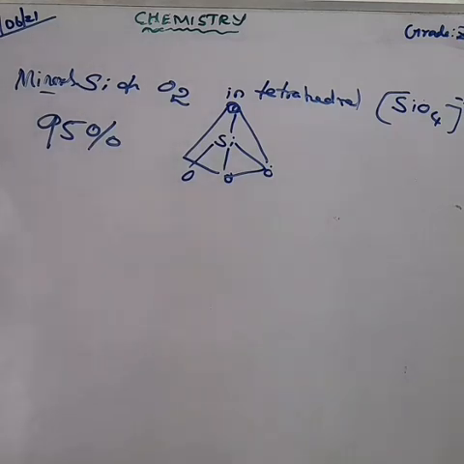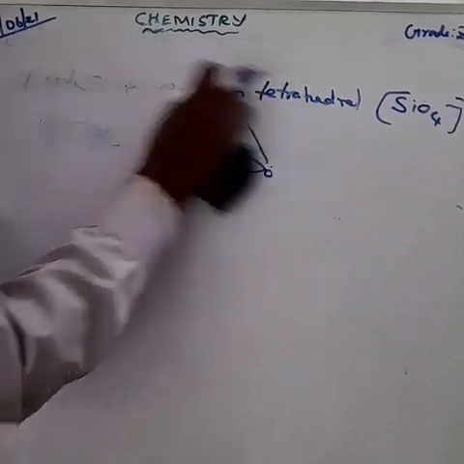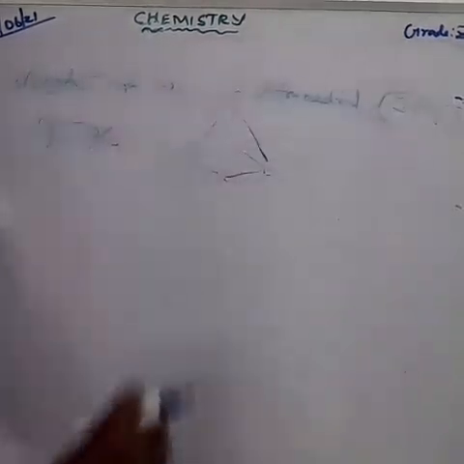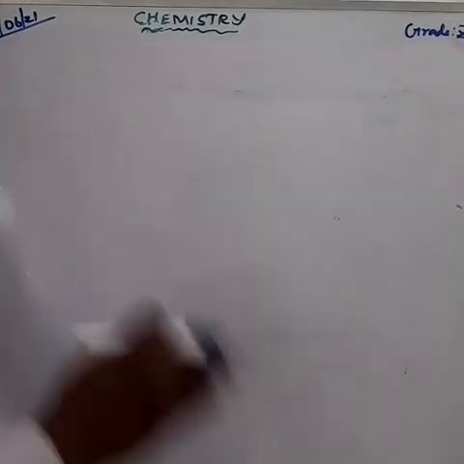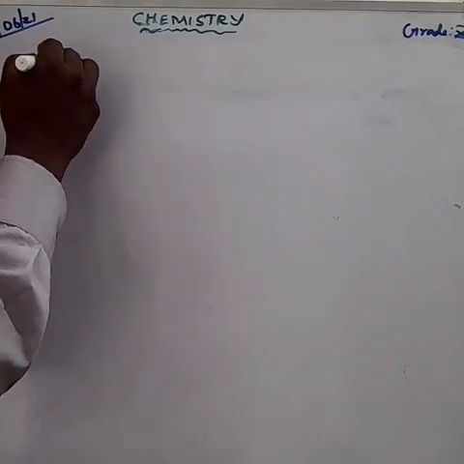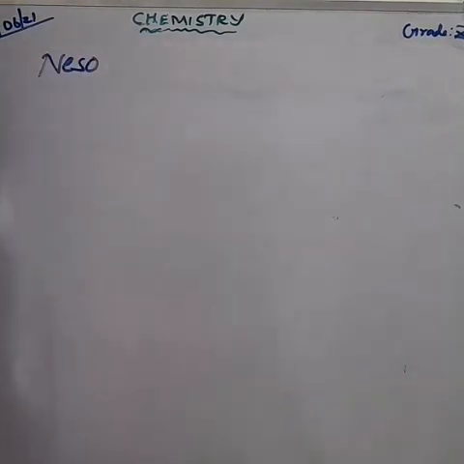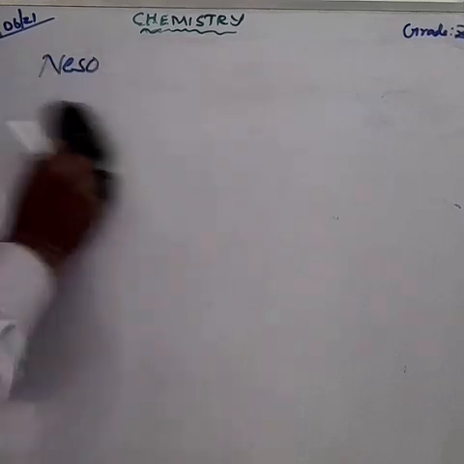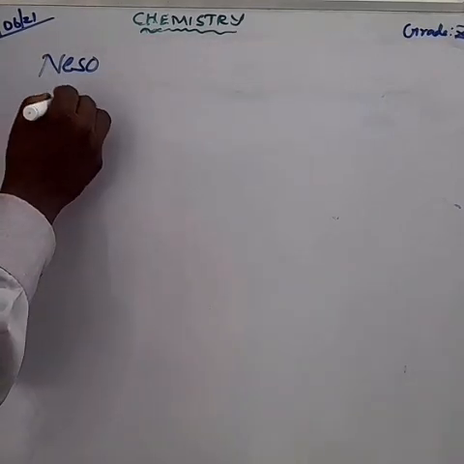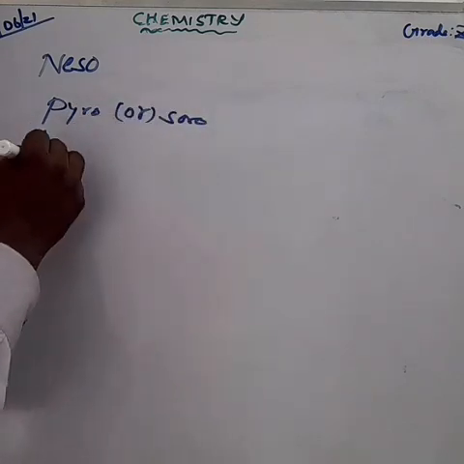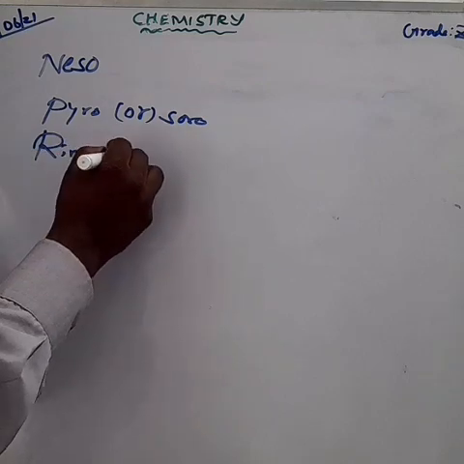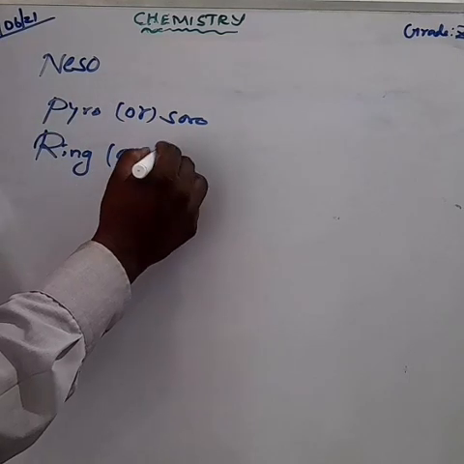Anyhow, we will discuss the types of silicates. It's a very important question. The first type is Orthosilicate, whose other name is Nesosilicate. Second is Sorosilicate, otherwise called Pyrosilicate. Next is ring silicate, whose other name is Cyclic Silicate.